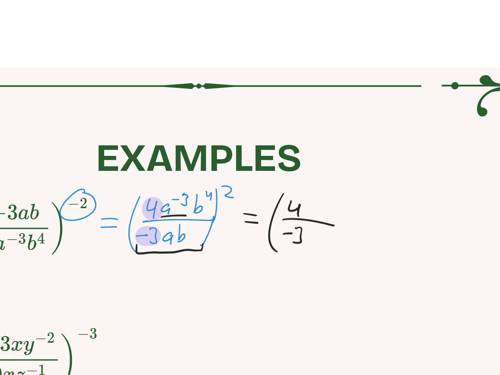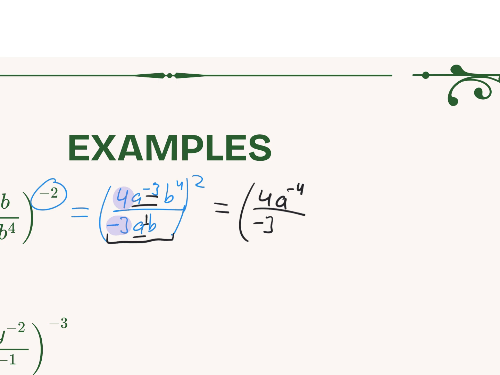Now, if I do my a to the negative 3 and a to the power of 1, again, if you don't see an exponent, assume it's 1. Negative 3 minus 1 is going to get you a negative 4, so I'm going to have an a to the negative 4. All right? And then I have a b to the 4th over b. Again, a b is to the power of 1. And then 4 minus 1 is going to get you 3, so I get b to the 3rd. And again, this is all to the power of 2.